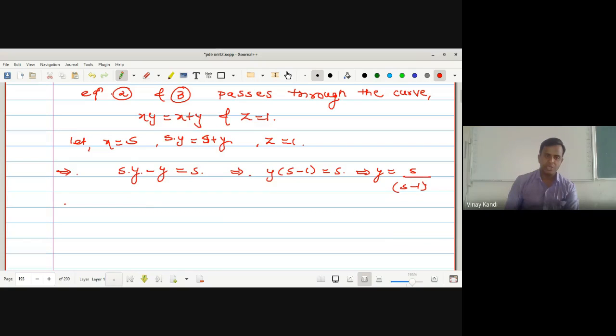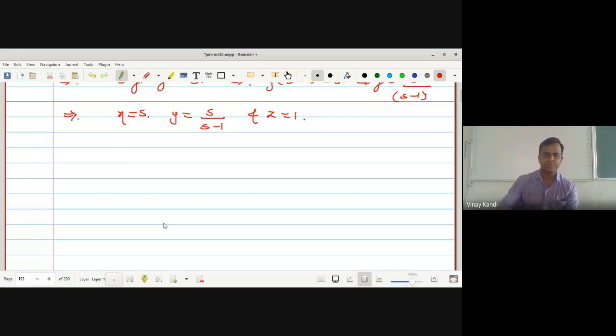So we get the parametric equation of the given curve: x is equal to s, y is equal to s upon s minus 1, and z is equal to 1. Now putting the values of x, y, z in equation number 2 and equation number 3, that is u of xyz and v of xyz.